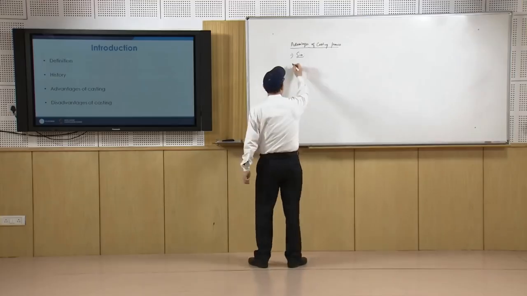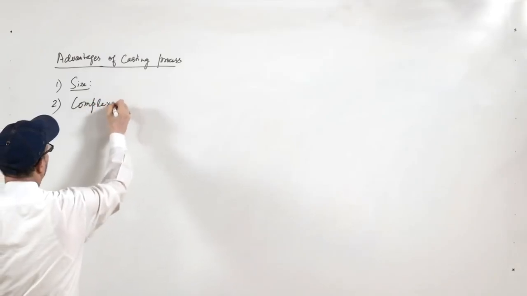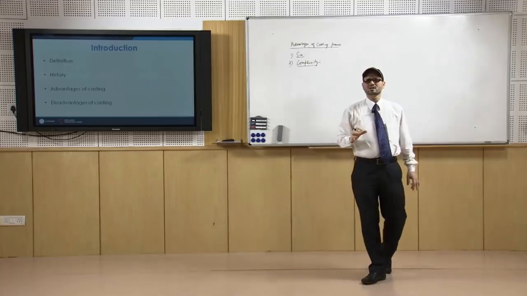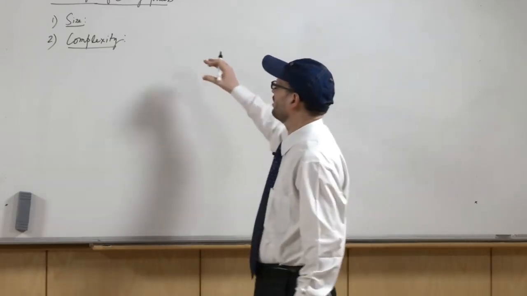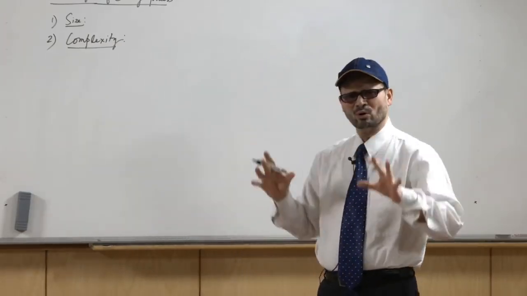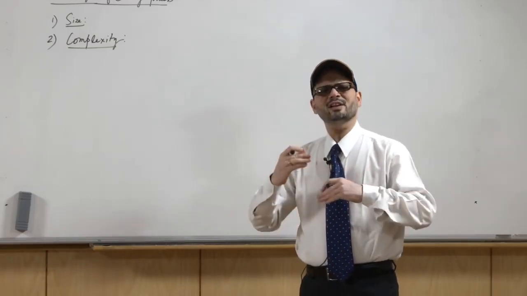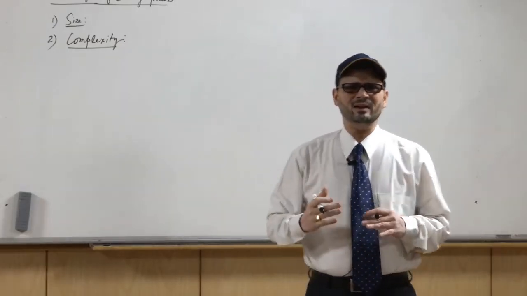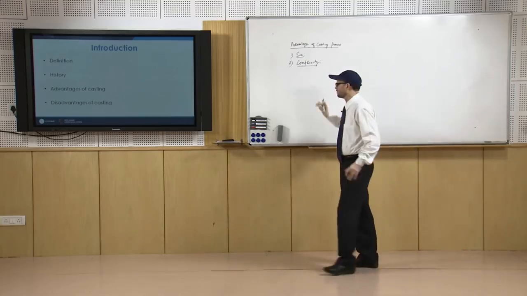Next is complexity. You can cast a metal of very simple shape to a metal of complex shape, either externally or internally. So, you can have a mold of that particular shape, and without the need of any further operation, you can get the complex shapes even in a single run. So, that is also another advantage of the casting process.